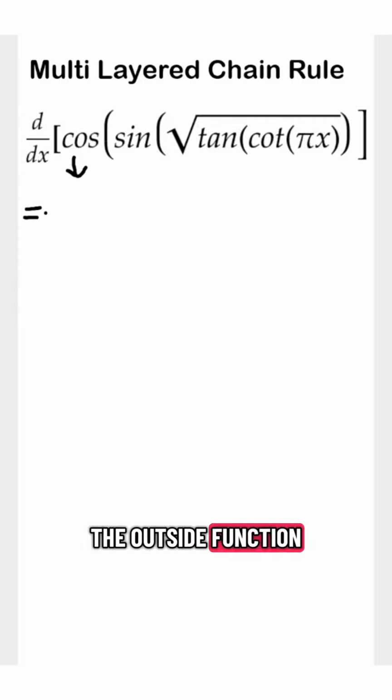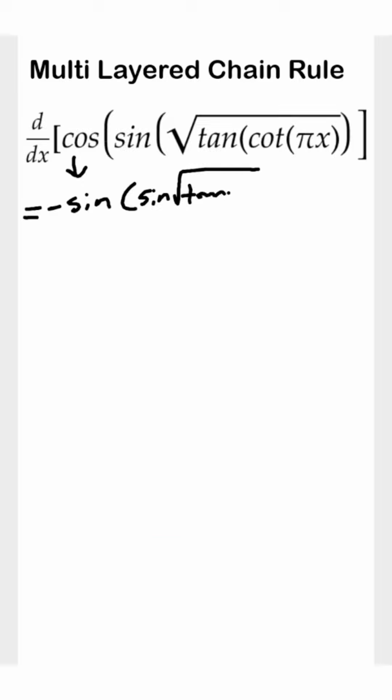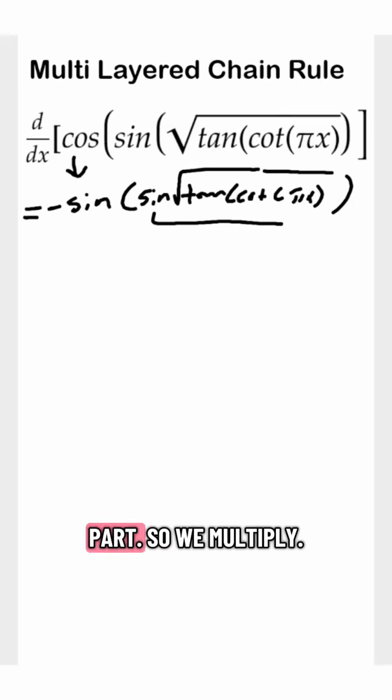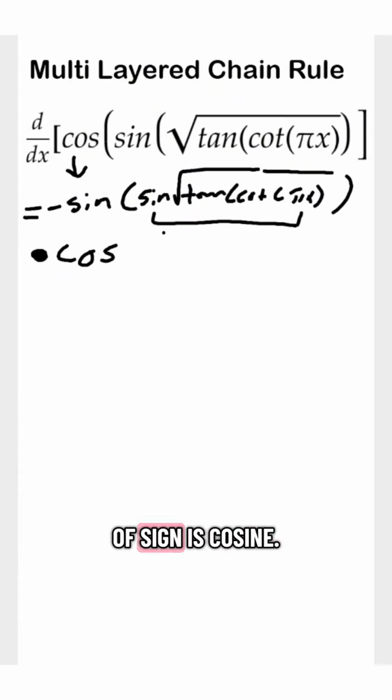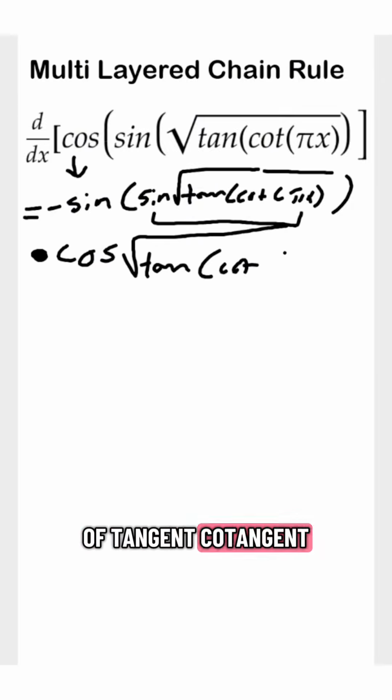So we have the outside function of cosine. The derivative of cosine is just negative sine, but as stated earlier, you keep the inside the same. So we have sine, square root, tangent, cotangent, pi x. So now we take the derivative of the inside, which is this part. So we multiply. So in chain rule, you multiply by the inside each time you differentiate. So now let's multiply by cosine, because the derivative of sine is cosine. Cosine of square root of tangent, cotangent, pi x.